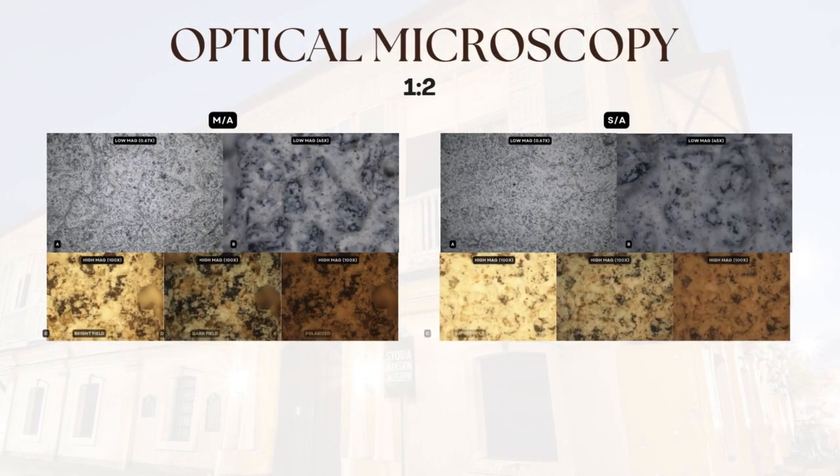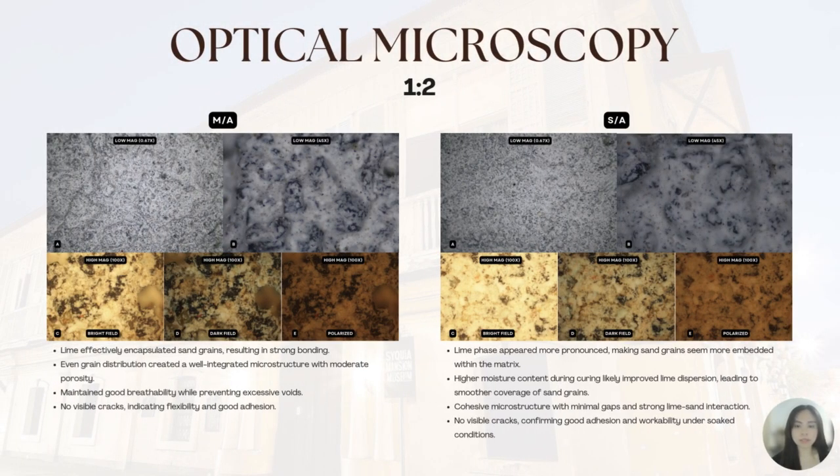In the misted condition, the lime effectively coated the sand grains, creating a well-integrated microstructure with moderate porosity. Strong bonding prevented shrinkage cracks, ensuring flexibility and adhesion. In the submerged condition, the lime phase was more pronounced, embedding sand grains deeper for a smoother, cohesive structure with minimal gaps.